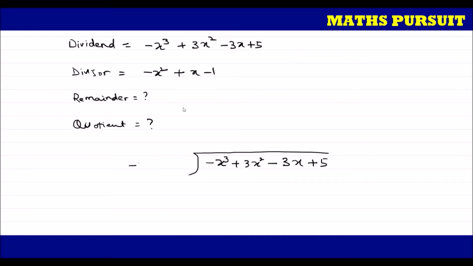With minus x to the power 2 plus x minus 1. This is what we are going to do. So let us do our division and find out the remainder and the quotient.